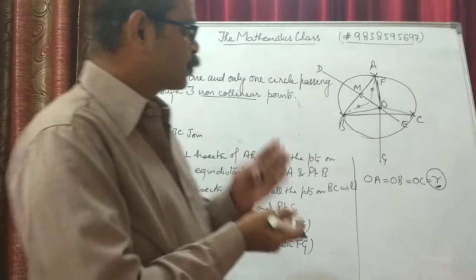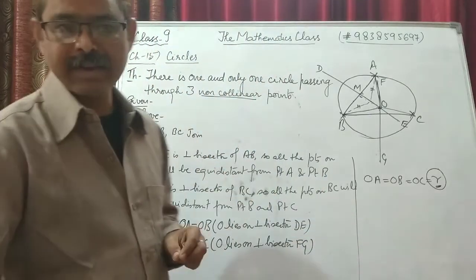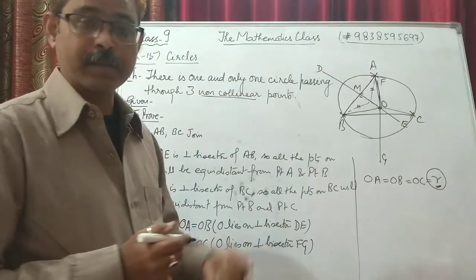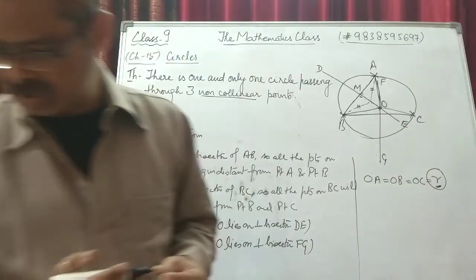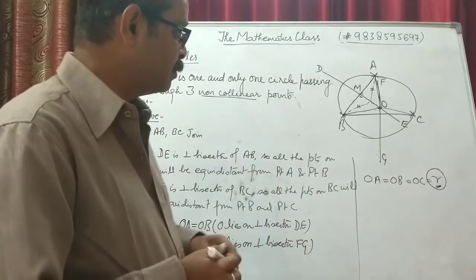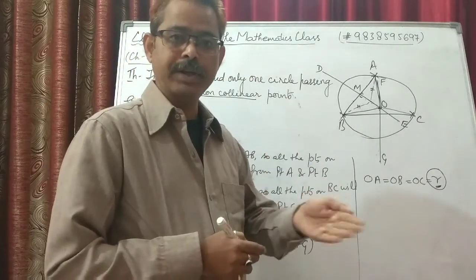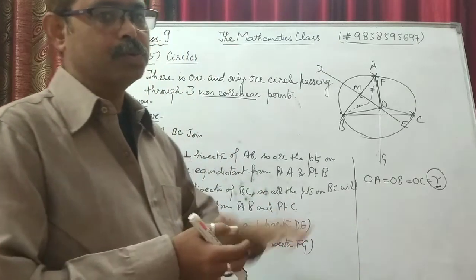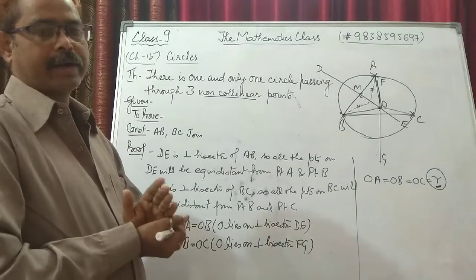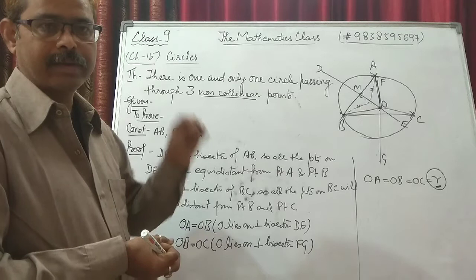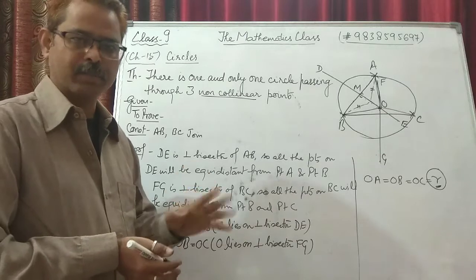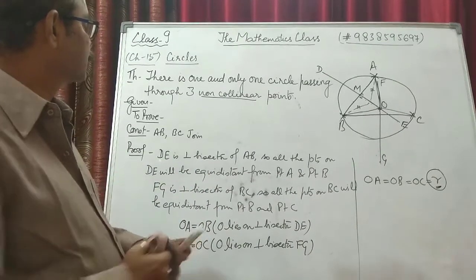It means it is proved that there is only one circle which can be drawn from 3 non-collinear points with O as center, passing through A, B, C. So that is a proof. You do not need to learn the proof, but you need to know the theorem that if there are 3 non-collinear points given and if we have to draw a circle, then there is only one circle which passes through 3 non-collinear points.